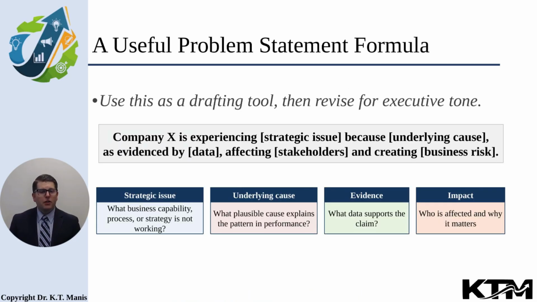Use this formula as a starting point. Company X is experiencing a strategic issue because of an underlying cause, as evidenced by data, affecting stakeholders and creating business risk. Let's make that practical. The strategic issue is what is not working. The underlying cause is the likely reason. The evidence supports the claim. The impact explains why it matters. For example, Company X is experiencing declining customer retention because its service model has not kept pace with customer expectations, as evidenced by lower repeat purchases and rising complaints, creating long-term revenue risk. That sentence gives the analysis direction. It is not perfect, but it is testable.